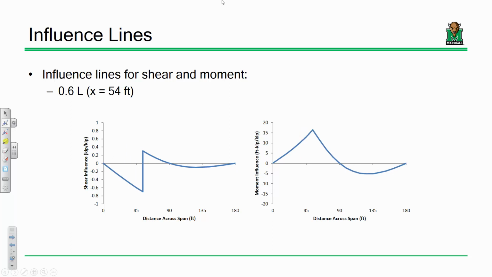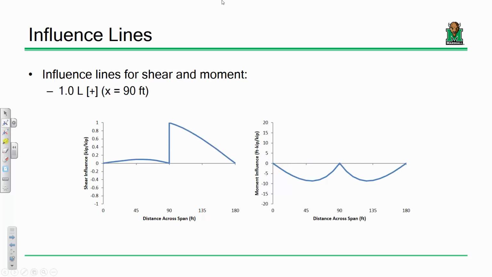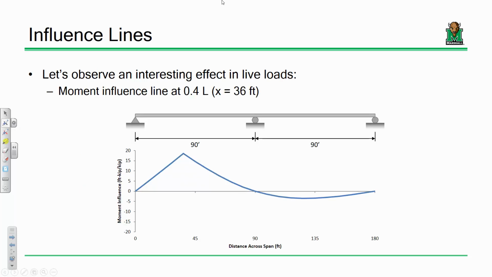Now, these are curved influence lines. They are curved because the structure is indeterminate, okay? If the structure was determinate, they would all be straight lines, but it's not determinate. And so on and so forth, and then the pattern would continue the other way. Does that make sense? Okay.